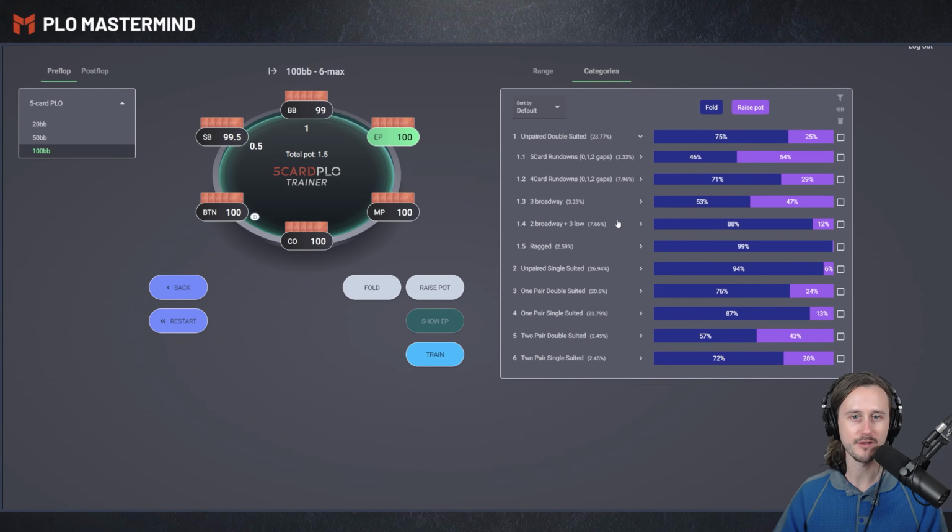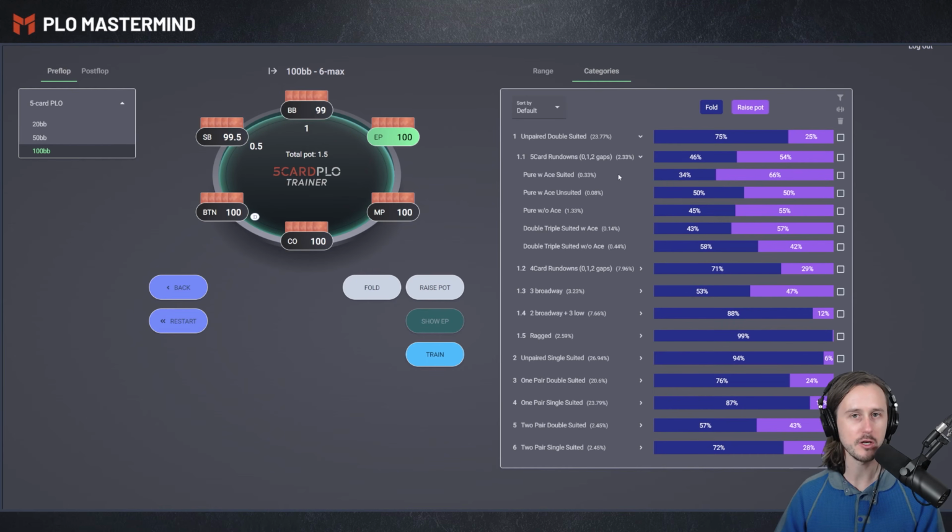We created 5 different sub-levels for them. And these levels are grouping hands together again with similar characteristics. So for example, the best one, the top one, is the 5-card rundown with 0, 1, or 2 gaps in that. If I open this one up, you can see the third layer, so the level 3 categories. And here again, you see hands grouped together with similar characteristics.